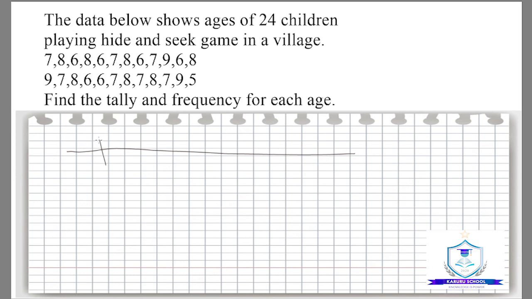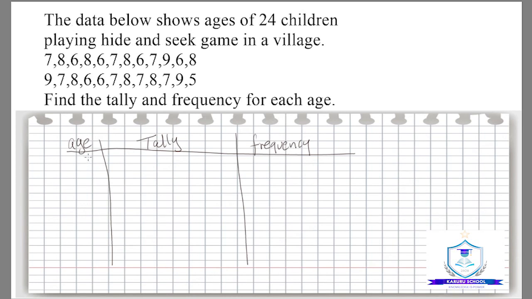And then the first column we will indicate the age, and then the next column we will do the tally, and then the final column we will summarize the frequency of each of the tallies.